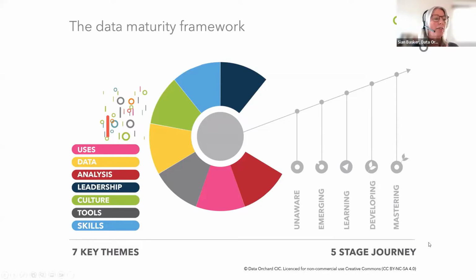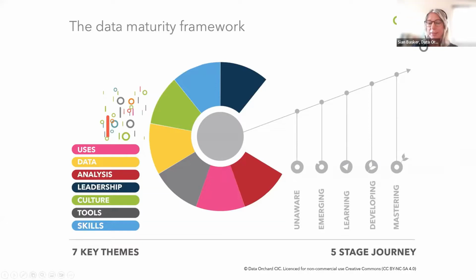As you can see, there are 5 stages that we've identified in the data maturity journey, moving from unaware, emerging, learning, developing through to mastering. And we've identified 7 key factors that influence that progress, and they are uses and analysis, which are very much about the purposes for which the organisation is using data. There's data and tools, which are very practical aspects of data, and a lot of it is about people. So the culture and the leadership and the skills are very much about people.